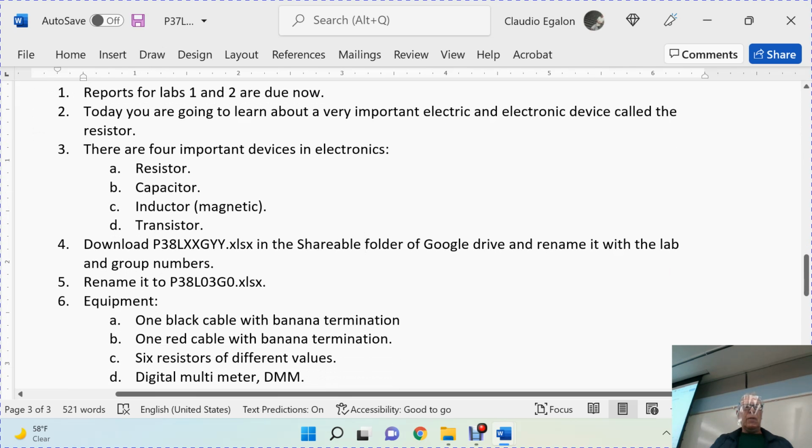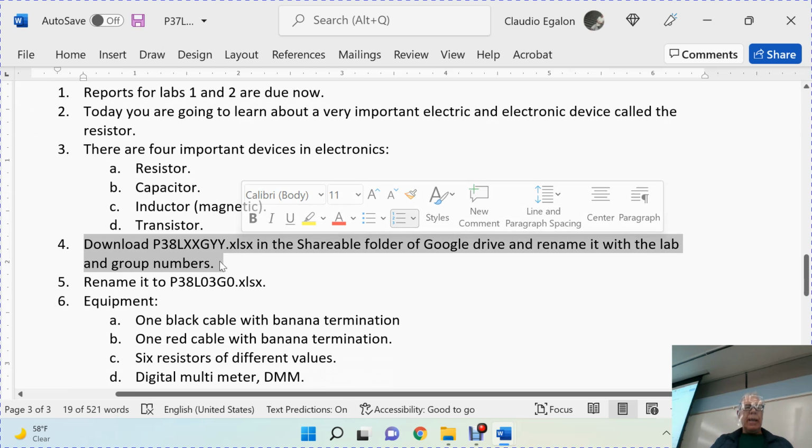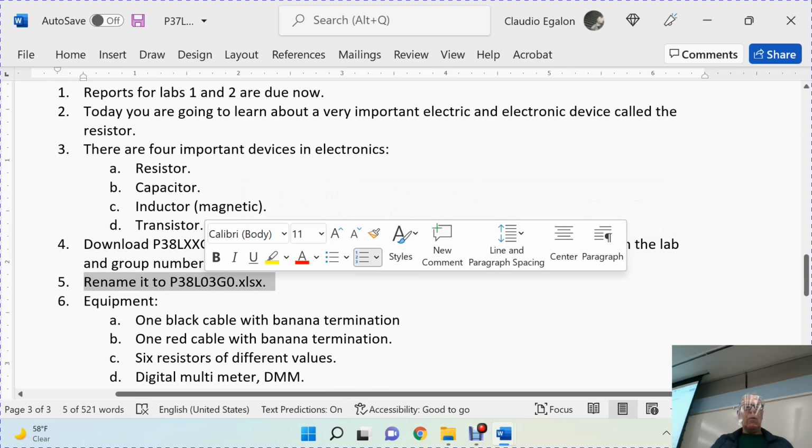I need you to download your spreadsheet from the shareable folder and rename it according to your group number. The lab is number 3.